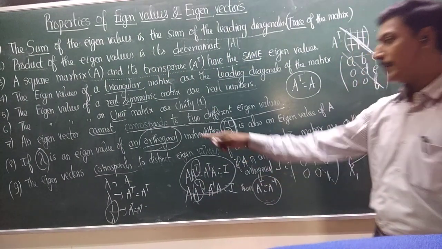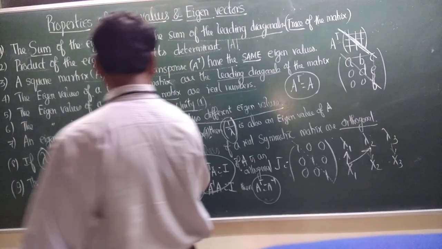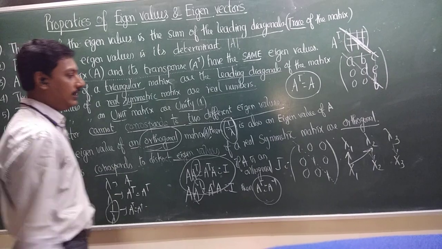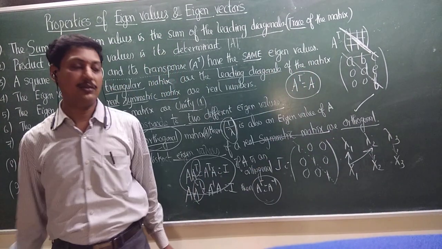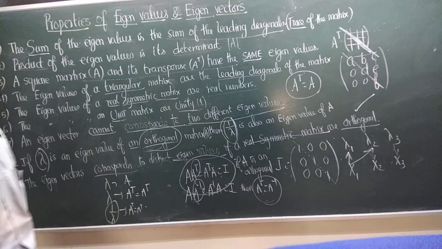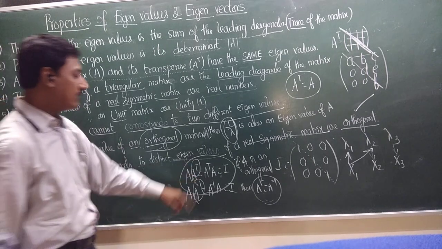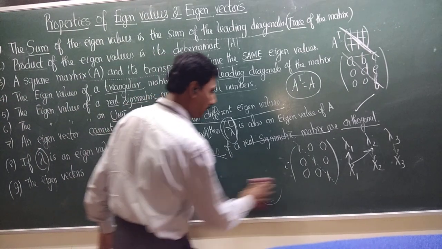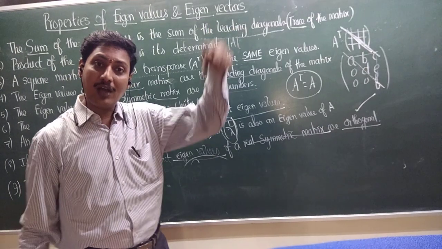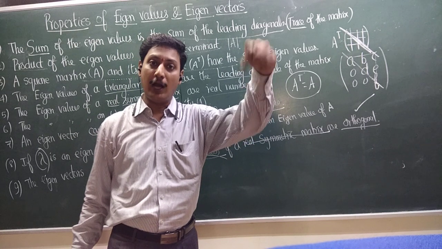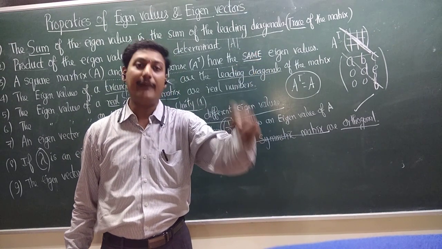Understand? The last property, the ninth property, is: the eigenvectors corresponding to distinct eigenvalues of a real symmetric matrix are orthogonal. So the two distinct eigenvectors of the real symmetric matrix are orthogonal. When we say that the matrix is orthogonal, that is A transpose A equal to I. Now when we say that two vectors are orthogonal vectors, go and watch the separate video I made for orthogonal vectors, pairwise orthogonal vectors, orthogonal matrices example. Please go and watch it.